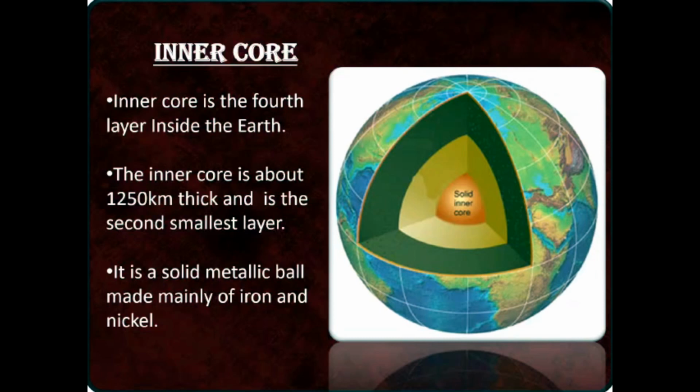The density of this sphere is around 13.3 grams per centimeter cube. Iron and nickel are the major elements found here. Therefore, this layer is called NiFe, that is, Ni stands for nickel and Fe stands for iron. As the materials in this layer are under extreme pressure, the inner core is in a solid state. The temperature here is almost equivalent to the surface temperature of the sun.